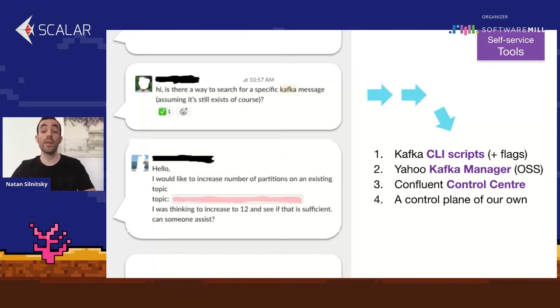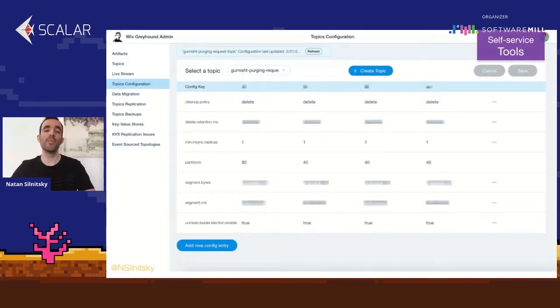We also have the Yahoo Kafka Manager in the industry, which is open source, which is great. And there's also Confluent Control Center, which is a commercial product. But we decided to create our own control plane for Kafka that will handle our custom needs. So here you can see our control plane. We called it the Greyhound admin.